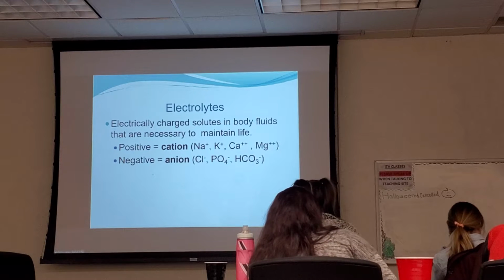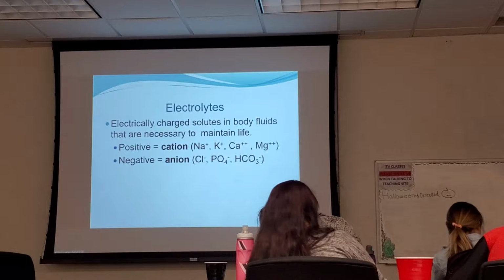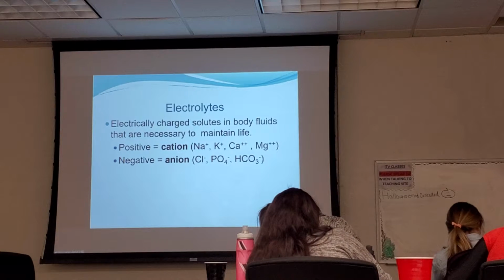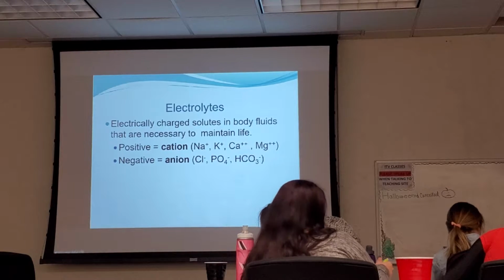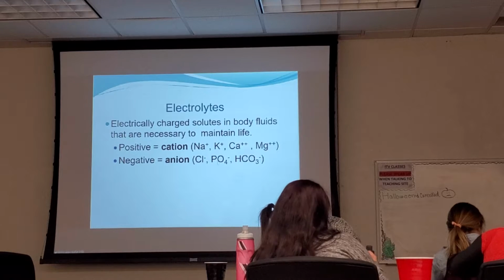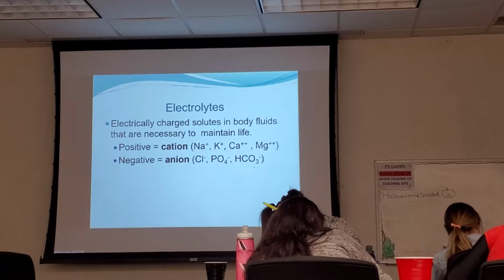Negative electrolytes or negative ions are what we refer to as anions, and they have a negative electrical charge. And so this is chloride, this is phosphate, and this is bicarbonate. And those are your three big ones within the human body.